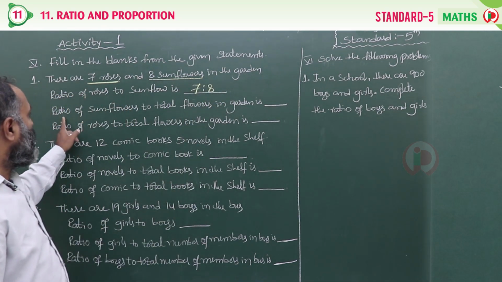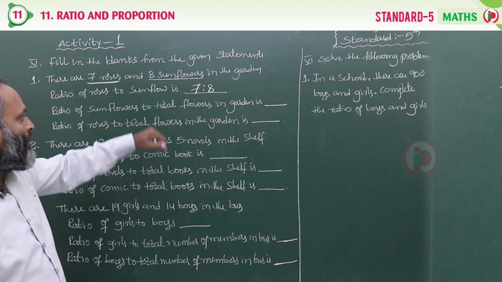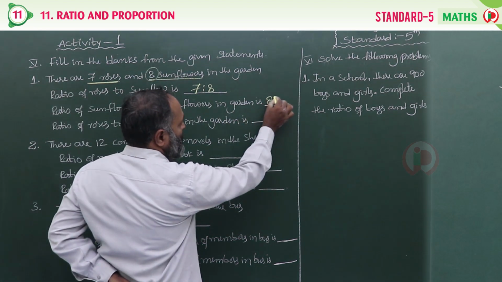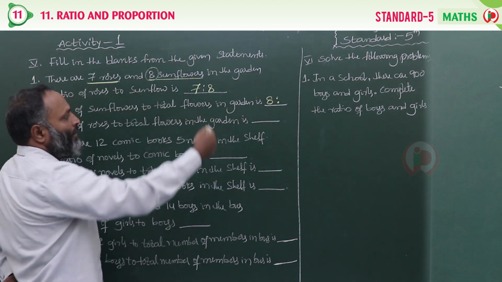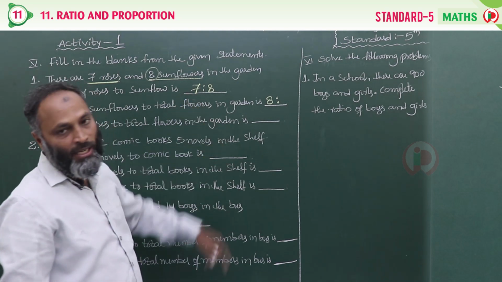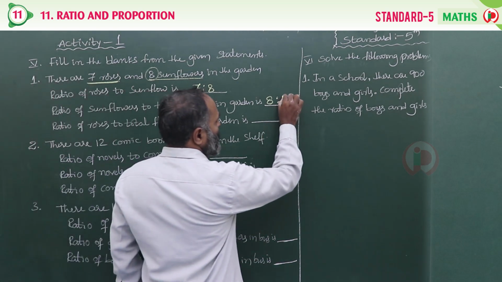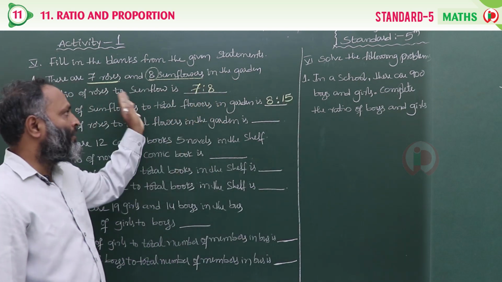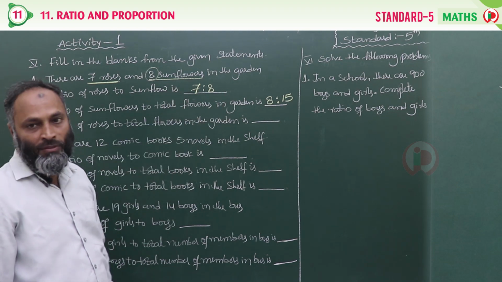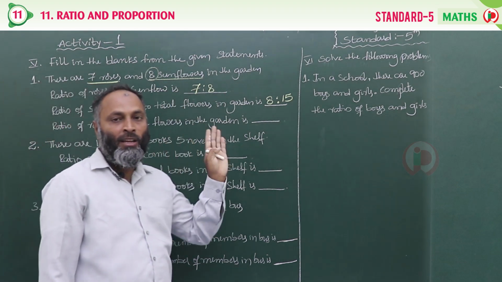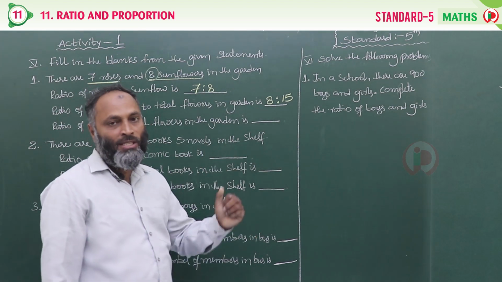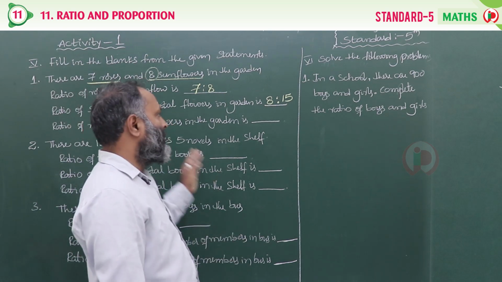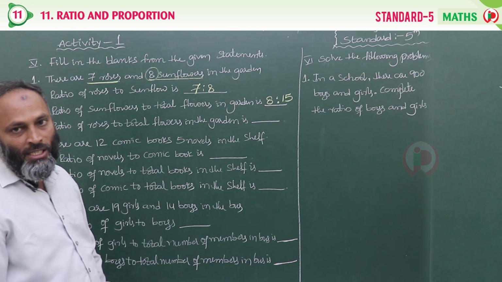The next one, the ratio of sunflowers to total flowers. Sunflowers, 8 sunflowers, means 8: total flowers. Total flowers means 7 plus 8, 15, we should write. Sunflowers we have 8 and total flowers 15. So total flowers means we should add roses and sunflowers, 7 roses and 8 sunflowers. If you add both, 7 plus 8, that is 15. So the ratio of sunflowers to total is 8:15.